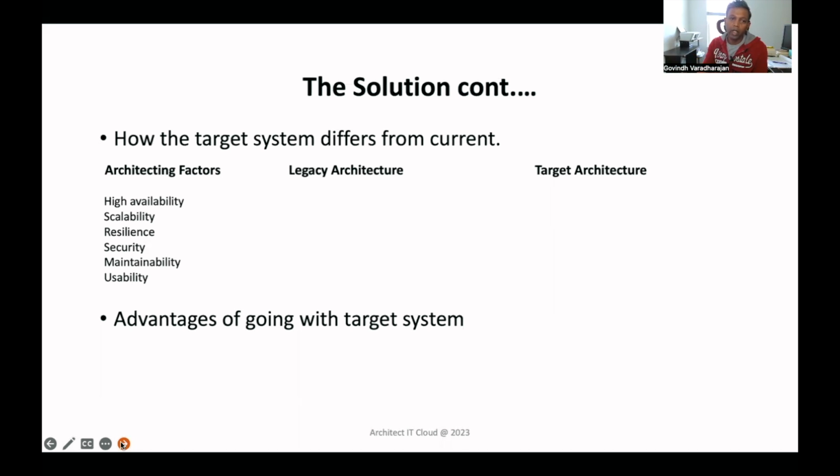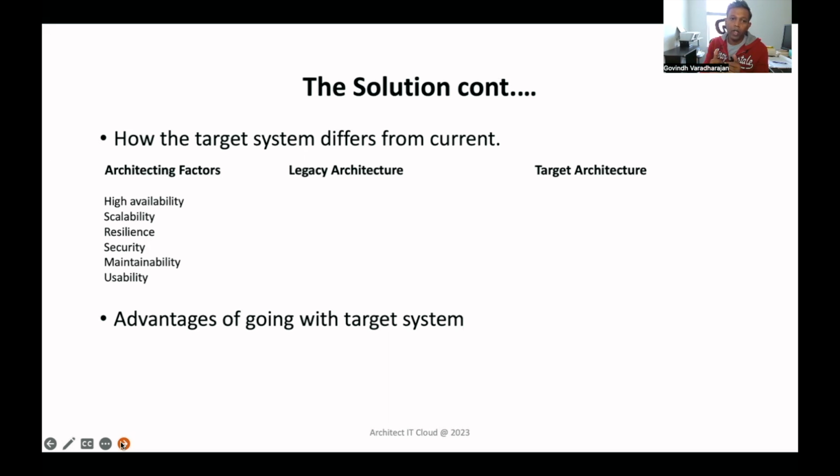And scalability, resilience, security, maintainability: focus on these architectural factors, and then explain how this is happening in legacy and how this is going to happen in the target cloud architecture. Okay, so that the customer or the interviewer will understand, yes, this is the solution that we want, and this is the problem that we want to solve. As a solution architect, I'm expecting these kinds of answers from you, right?